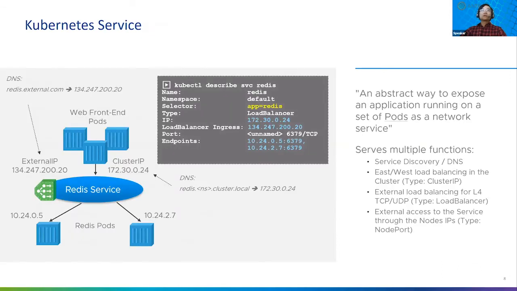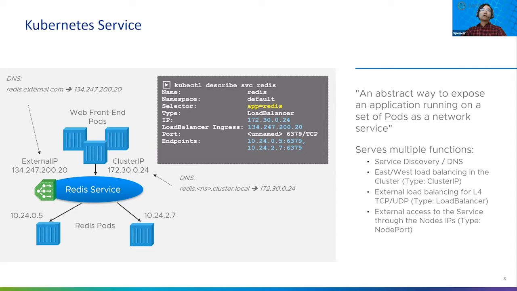A Kubernetes service exposes an application backed by a set of pods. For example, in this slide, we show a service that exposes the Redis database, which is backed by two Redis server pods. So in Kubernetes, most of the workloads will be deployed with services. Within the cluster, a service can be accessed through a virtual IP allocated by Kubernetes called cluster IP.